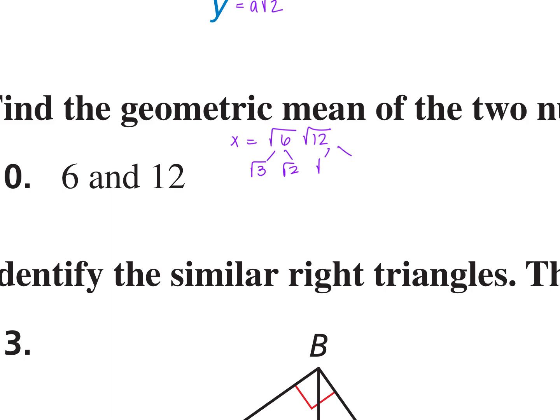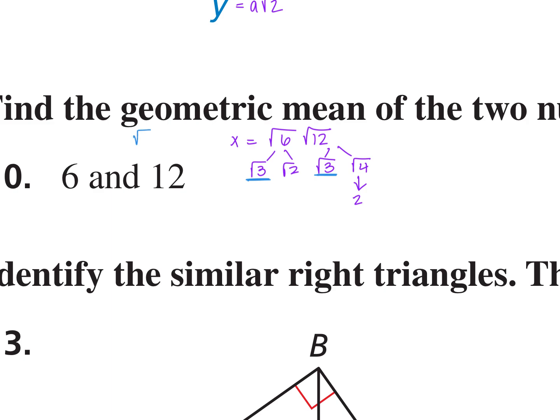And for 12, I'm going to have the square root of 3 and the square root of 4. Are any of these perfect roots? Yes, my 4 is. So this is 2 as a whole. And then I have 2 of the same square roots. So I'm going to take the number out, okay?